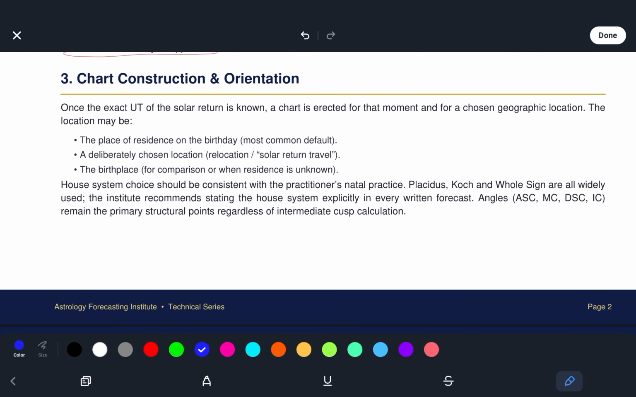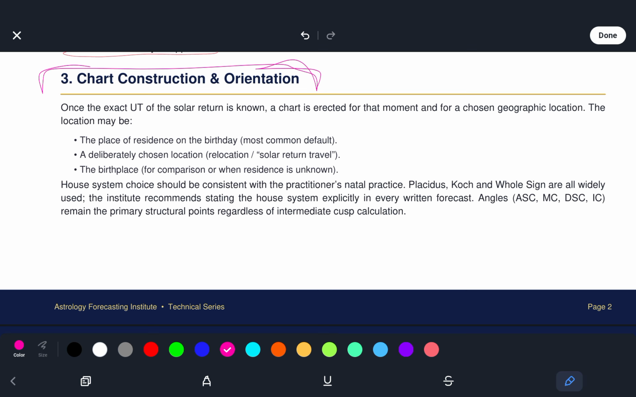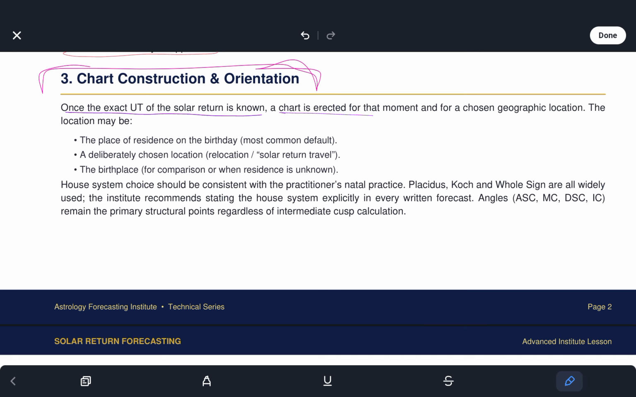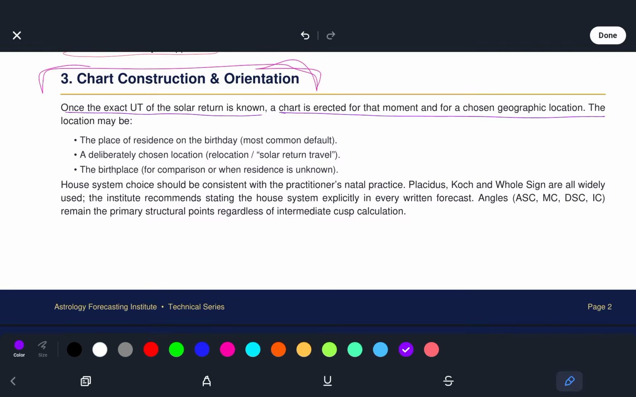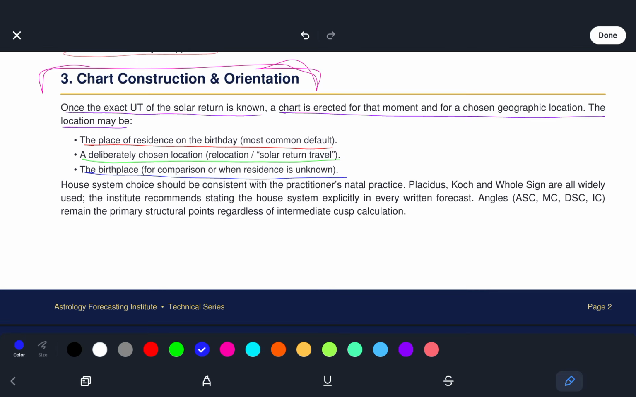So first, we're really going to get into the chart construction and orientation of solar return charts in more detail. Once the exact UT of the solar return is known, a chart is erected for that moment and for a chosen geographic location. The location may be the place of residence on the birthday, the most common default, a deliberately chosen location in relocation solar return travel, the birthplace for comparison, or when residence is unknown.